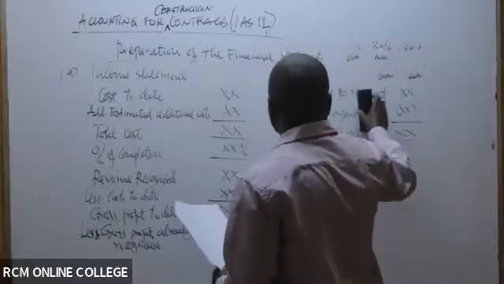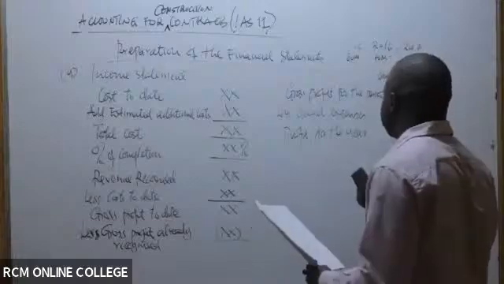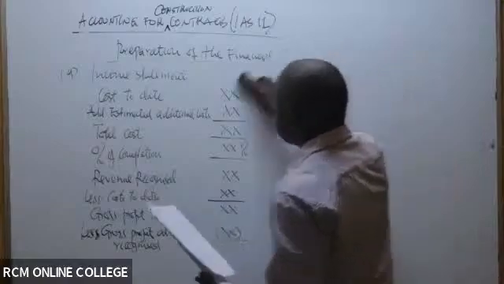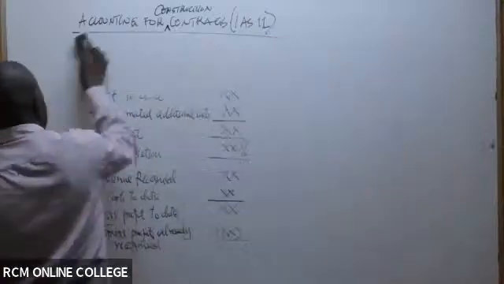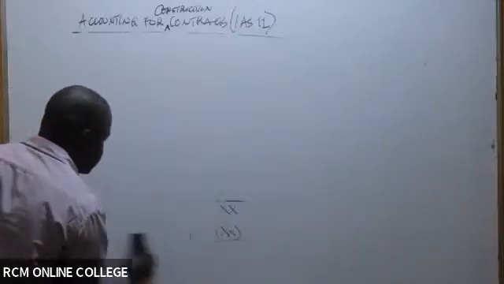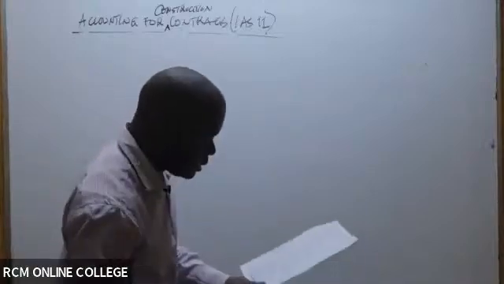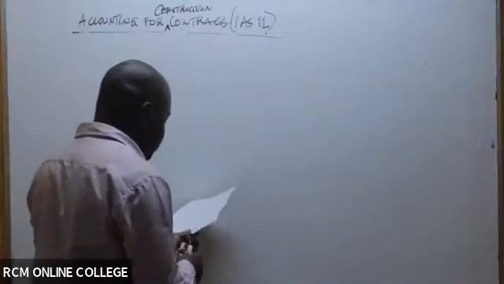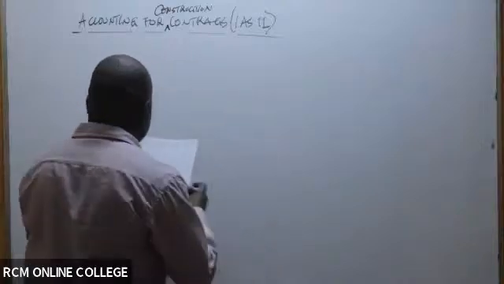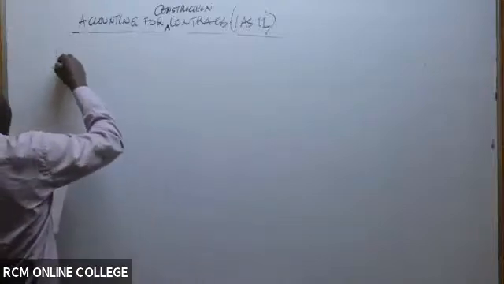So now in this case, I want us to look at how you present the statement of financial position, how you present the statement of financial position for you as a contractor. So presentation of statement of financial position. So we have in this case number B, the statement of financial position.